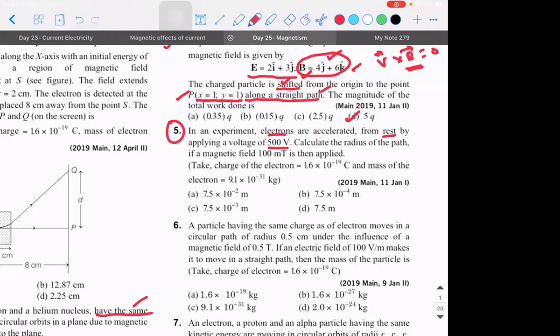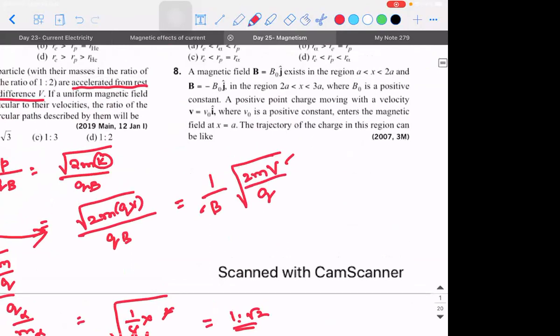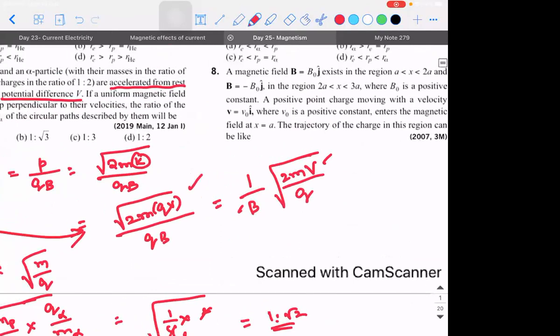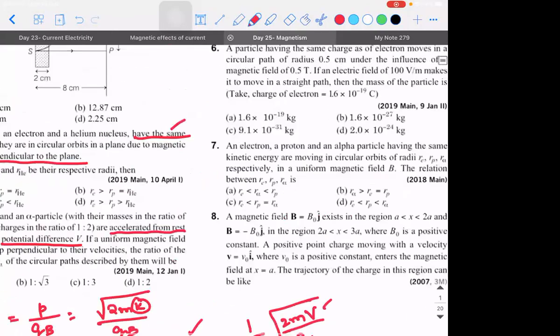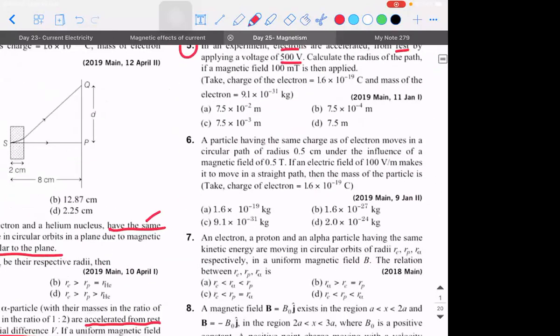R is equal to mv by qB. Which mv formula will you use? You will use the last one, square root of 2m into eV divided by eB. Once you use that, you can solve it. So this is a simple problem. You need not solve this.